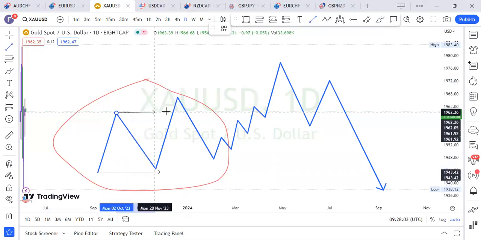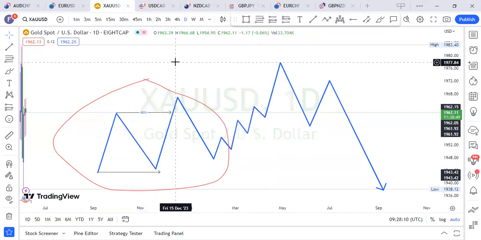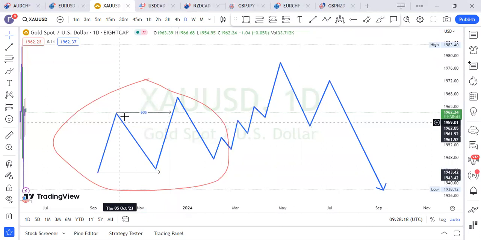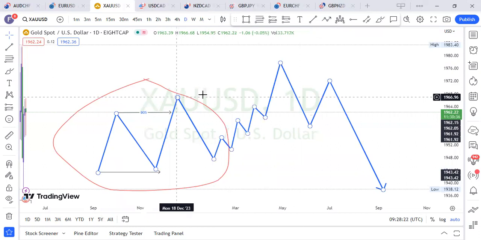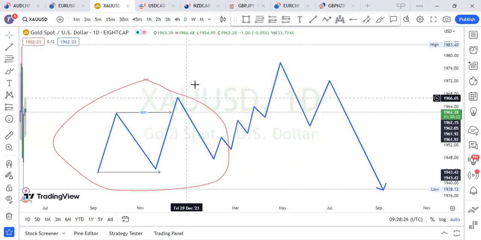Now, are we going to consider here a break of structure? Yes. Why? Because of the higher high. Beautiful. Because this candle has taken out this previous high, which signifies that the market has now created a new structure to the upside. So this is now a new structure.